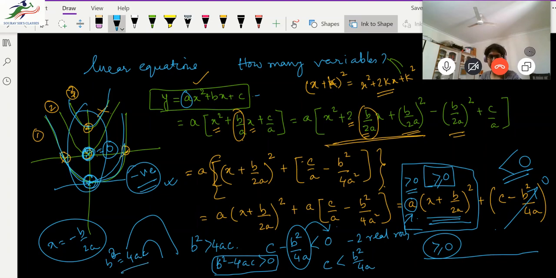When b square is equal to 4ac, then this term becomes 0, and this term, if it has to be 0, then x has to be equal to minus b by 2a, right? And if this term is positive, which means b square is less than 4ac, then we will get the third case. Clear? So this is the logic.